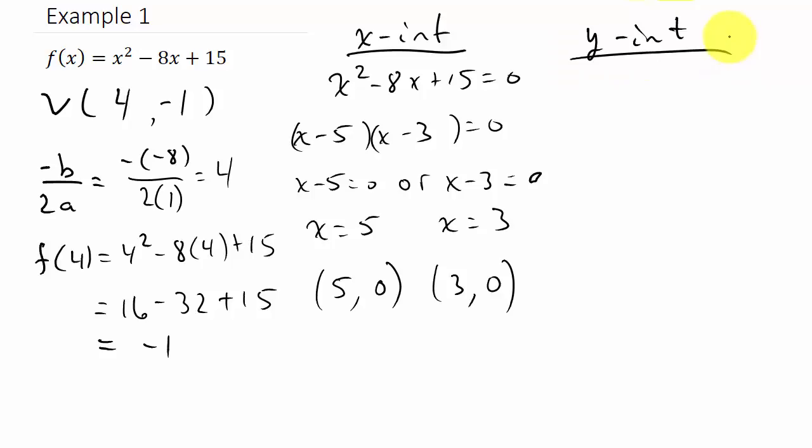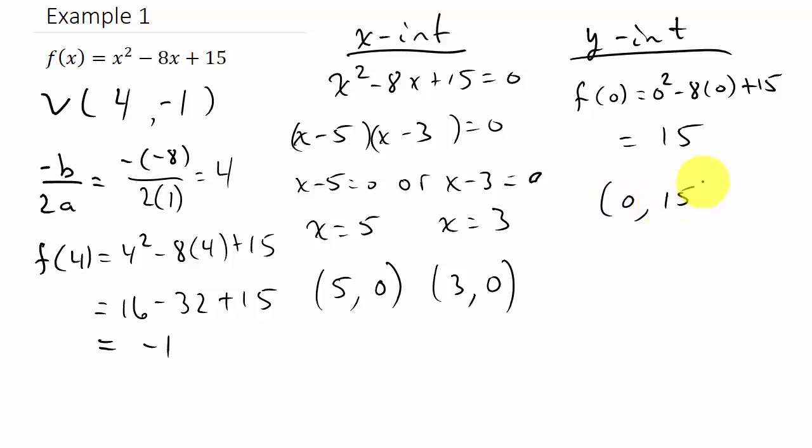Well, how do we find the y-intercept? Well, we just evaluate the function at 0. We plug 0 in for x. And so I get f of 0 is 0 squared minus 8 times 0 plus 15. And so this is going to give me 15. So I get 0, 15 as my y-intercept. See, I let x be 0. See, I replaced the x with a 0, so that's my x-coordinate. And then I got my y value, 15.